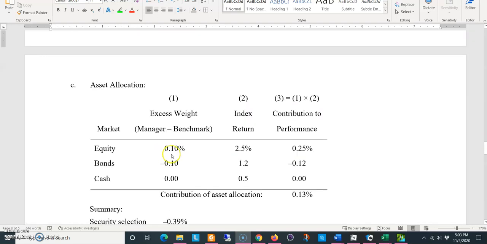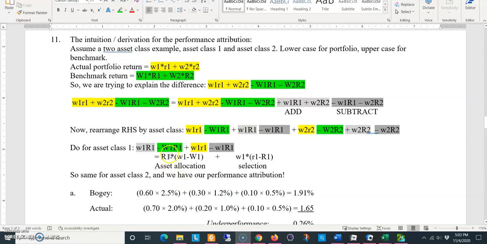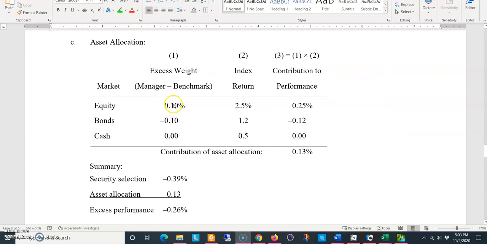Okay. So I know that for equity, I have 70%, the benchmark is 60%, so the difference in weight is 10%, and I'm going to multiply that by my benchmark return of 2.5%. So that's what I need. Uppercase is all for the benchmark portfolio. So I have overweighted it, and that is going to earn 2.5%, so that's contributing 0.25% overall. I underweighted bonds, so I'm losing 0.12%.